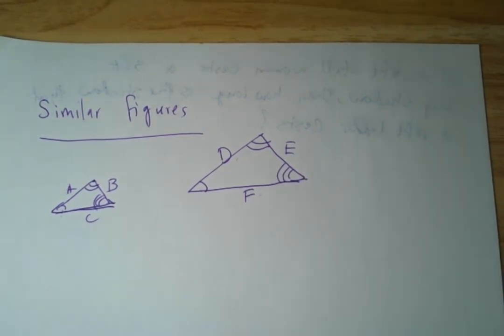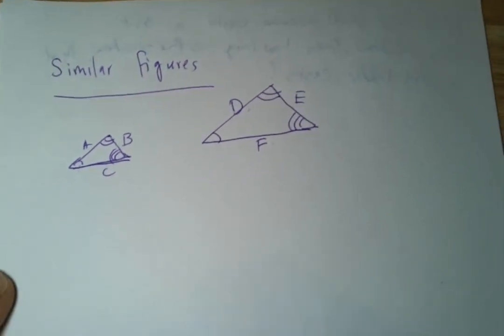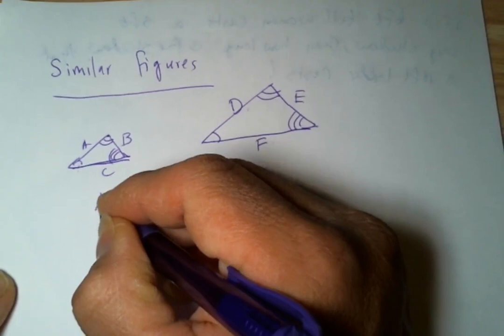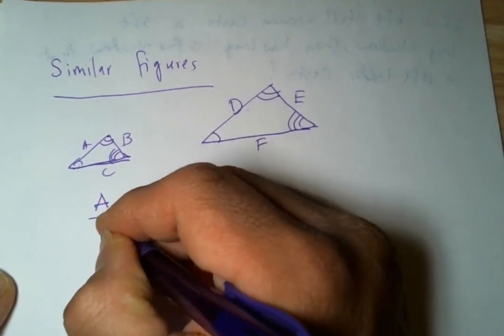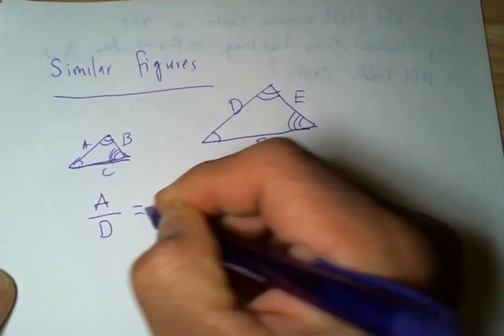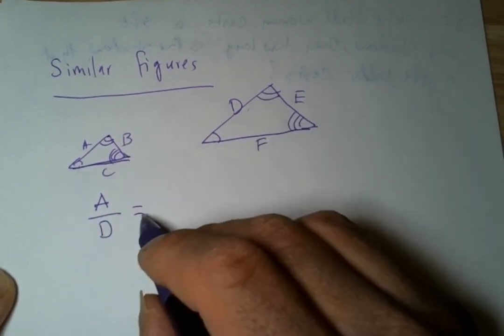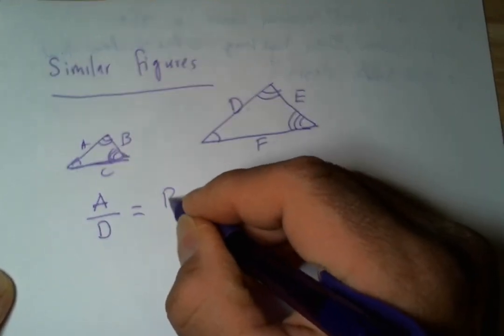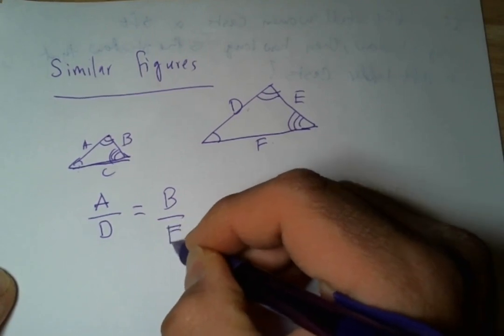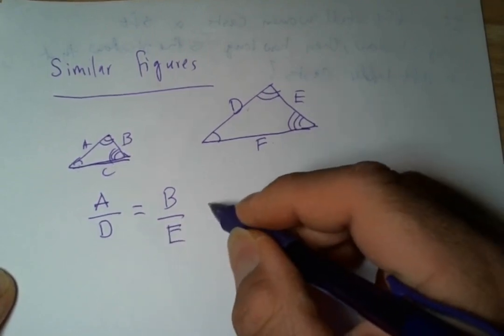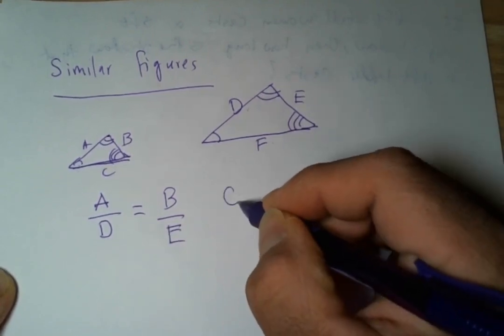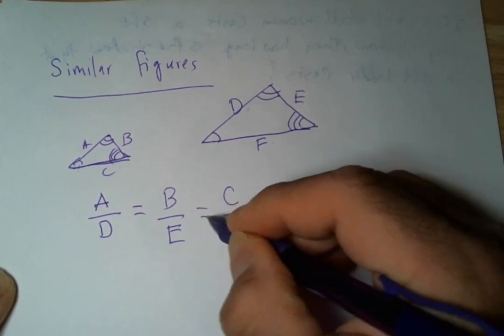Now while the sides are not equal to each other, they do come in the same proportions. That means the ratios of the corresponding sides are all equal to each other, which is really nice. A over D is equal to B over E, and is equal to C over F.